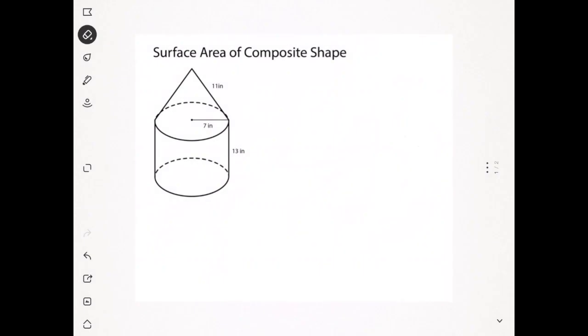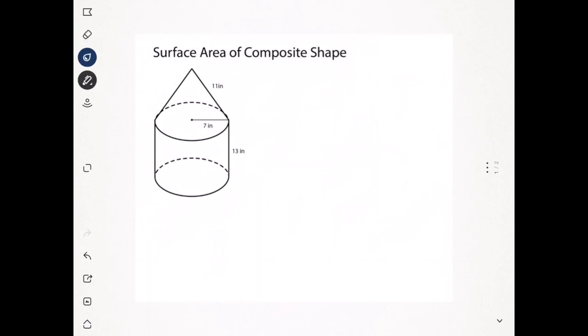Okay, welcome back everyone. Today we're going to extend surface area a little bit further and talk about the surface area of composite shapes. In this case, we have a composite shape in front of us, and a composite shape is anytime two or more solids come together to form a new solid. So in this case, we have a cone that is sitting on top of a cylinder.